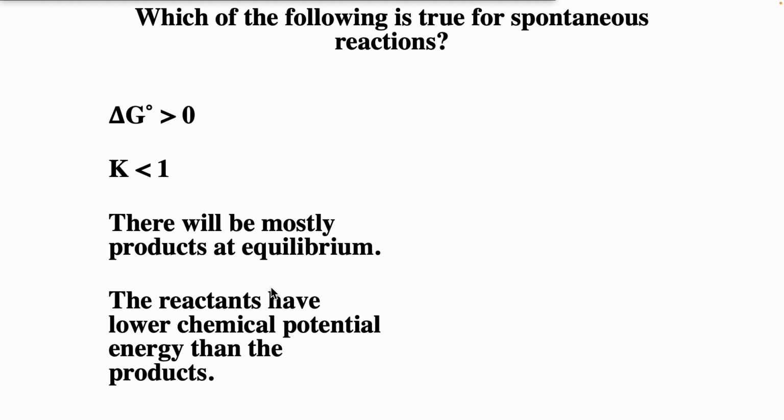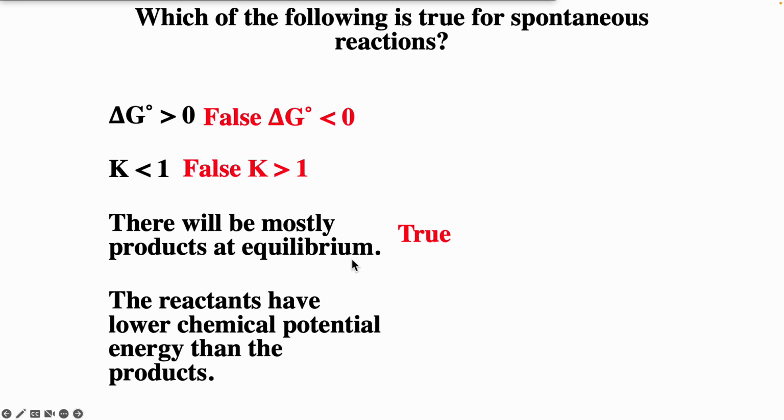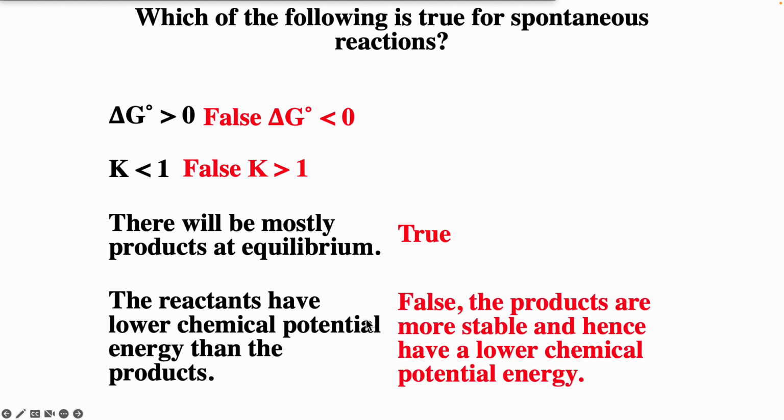Which of the following is true for spontaneous reactions? For spontaneous, that means delta S universe is positive, which would mean delta G is negative. Spontaneous means that the products are lower energy, more stable. And so at equilibrium, you'd have mostly products, so K would be greater than 1, because again, K and Q are products over reactants. There will be mostly products at equilibrium. That is true. The reactants have lower chemical potential energy than their products. That one is false. For spontaneous processes, the products have lower energy and are more stable.